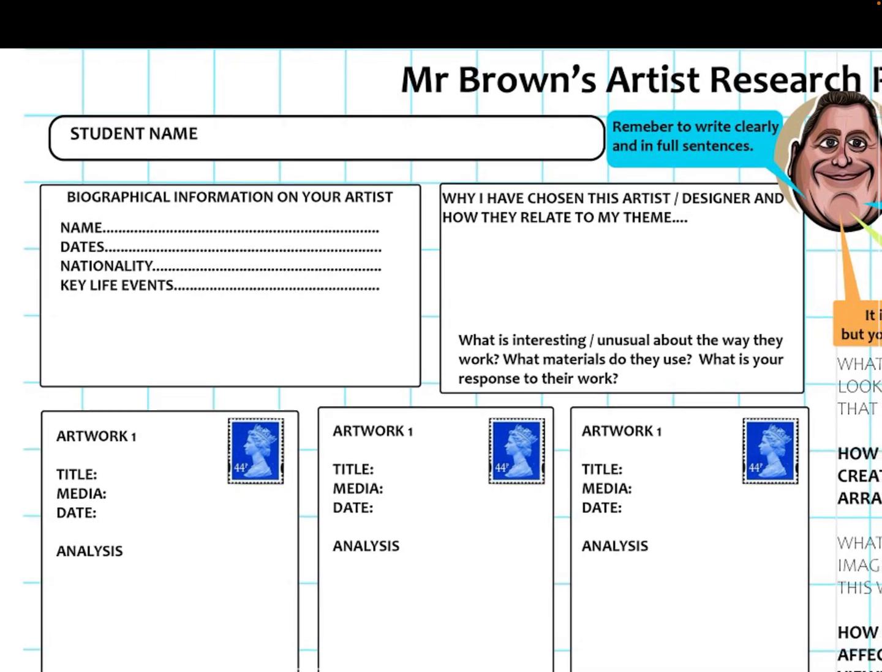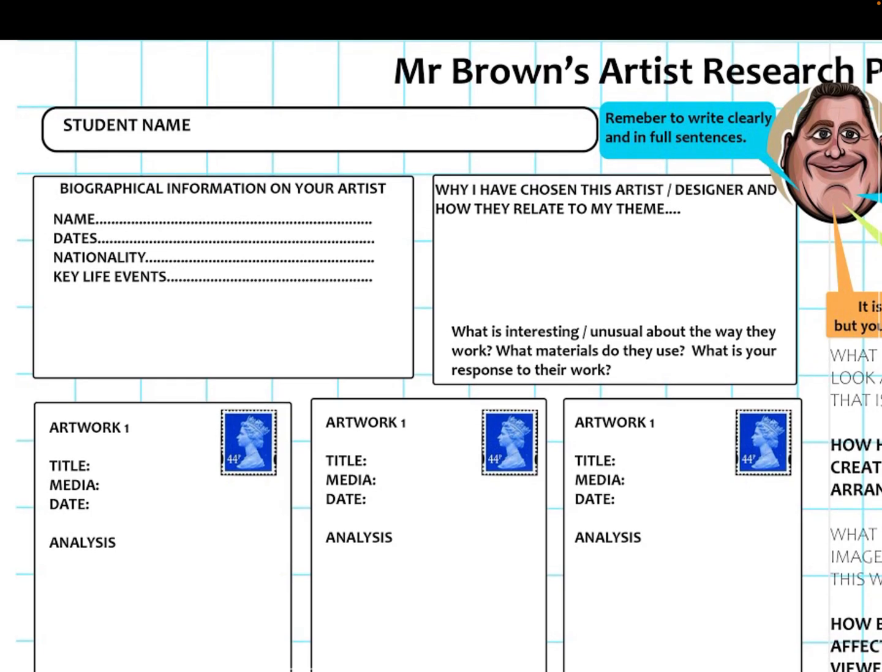So why have you chosen this artist and designer and how they relate to your theme? That's really important. Why have you chosen this artist? Why does it relate to the theme you've chosen, okay, or the brief you have? What's interesting, unusual about the way they work? What materials do they use? What is your response to their work?